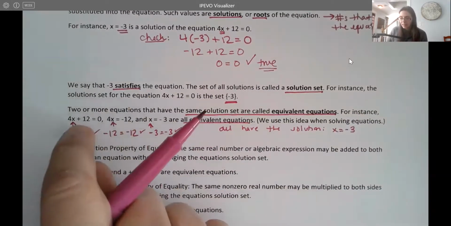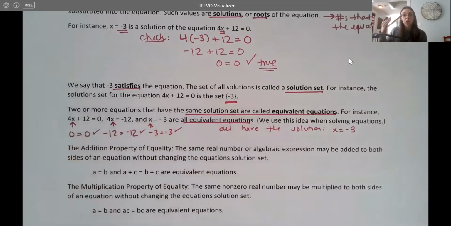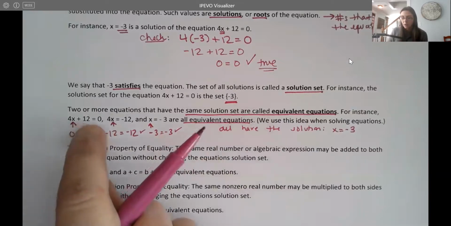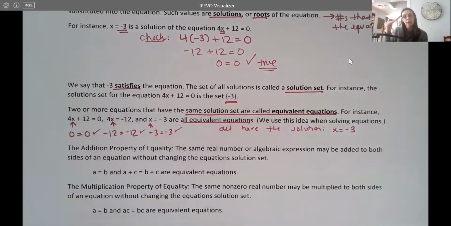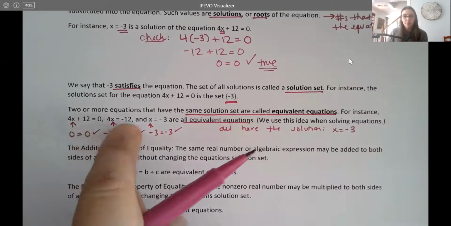And we actually use this idea of equivalent equations when solving equations from the start. So when we have something more complicated where we can't just guess at the solution, we use this process of finding equivalent equations along the way to help us get to the answer. You can see our examples get simpler and simpler.